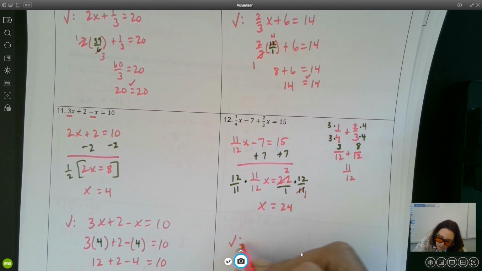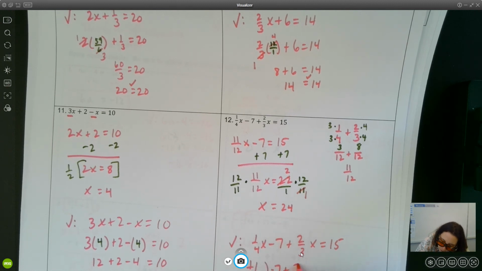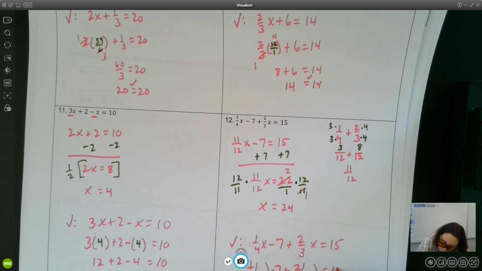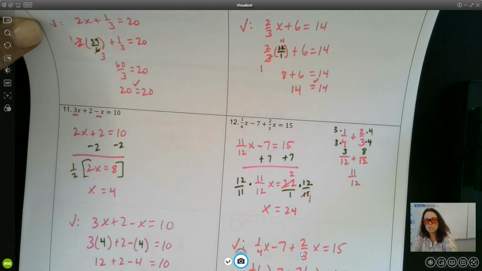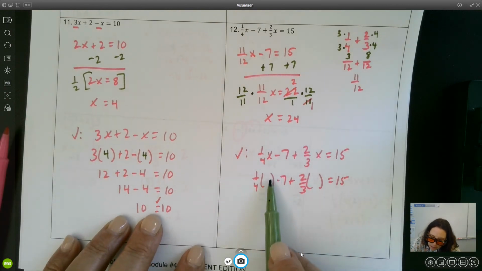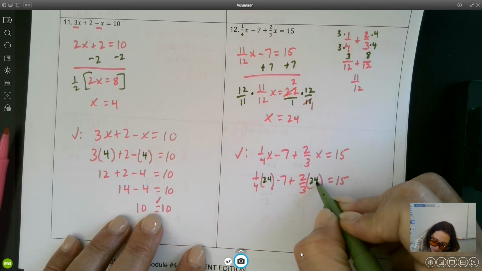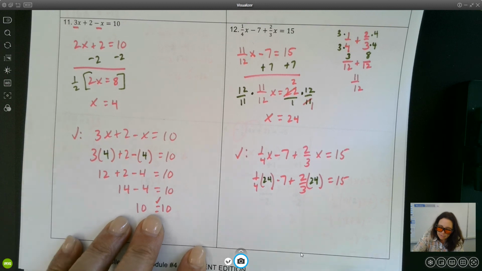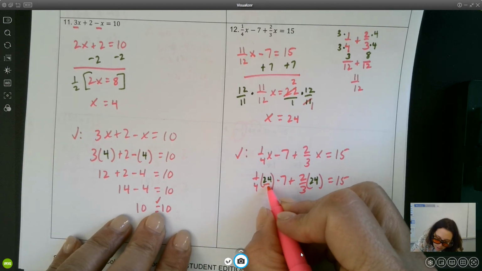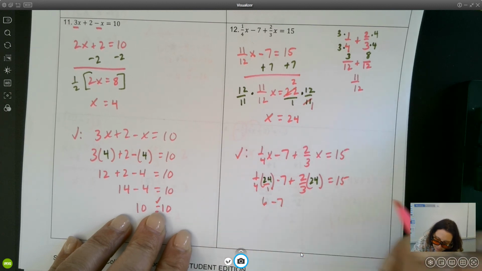Now let's check this answer out. We have 2 places we have to tuck in that 24. We have to tuck it in here, here. Oopsies, let me scooch it up. So the 24 has to tuck in here and here. All right, 1/4 of 24, you can also think of it like this. That would be 6 minus 7.